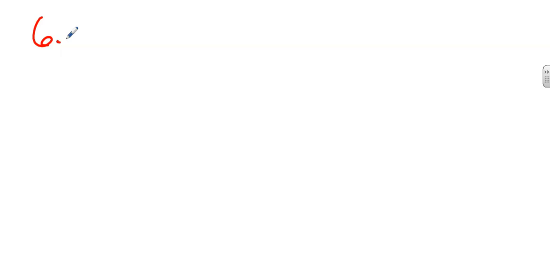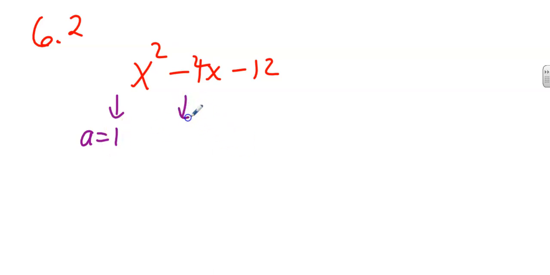With everything we're doing in Chapter 6, in the first two sections we did last time, 6.1 and 6.2, were factoring. The big thing we did back in 6.2, and we'll do a quick review, was factoring something like this: x squared minus 4x minus 12. The a value was 1, the b value was negative 4, and the c value was negative 12.